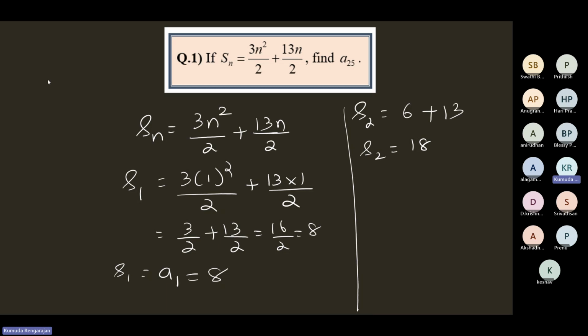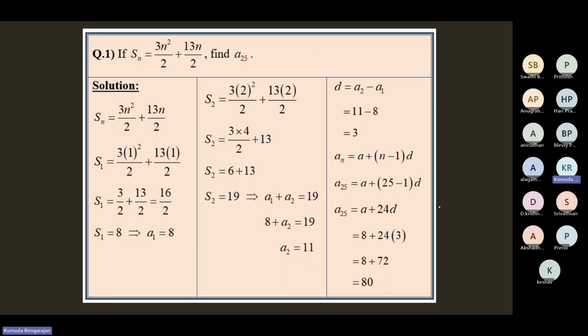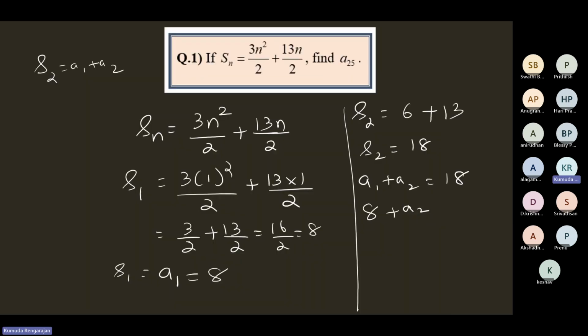Now what is S2? S2 is A1 plus A2. So S2 is 18 means A1 plus A2 is 18. Now what is A1? 8 plus A2 is equal to 18. So A2 is equal to 10. The first term A1 is 8 and the second term A2 is 10.